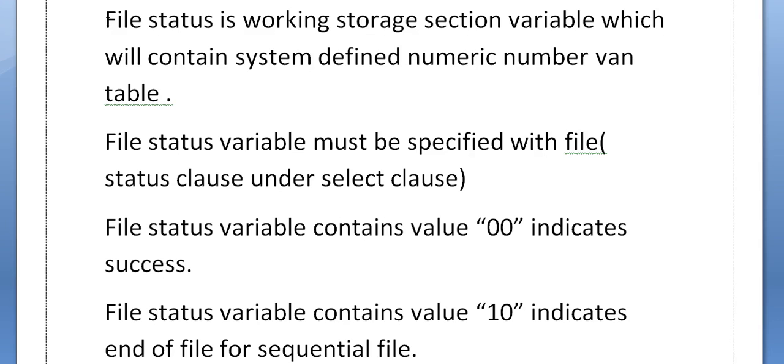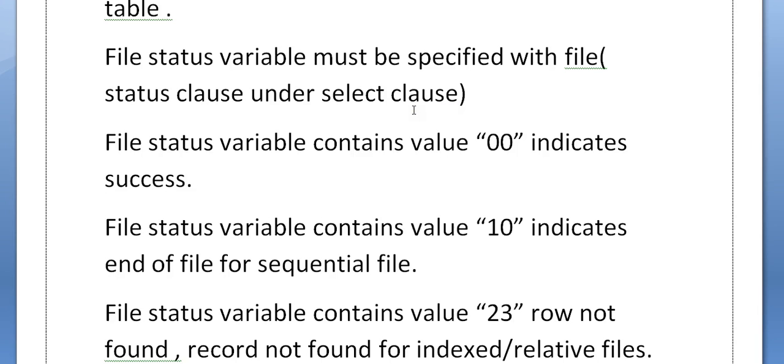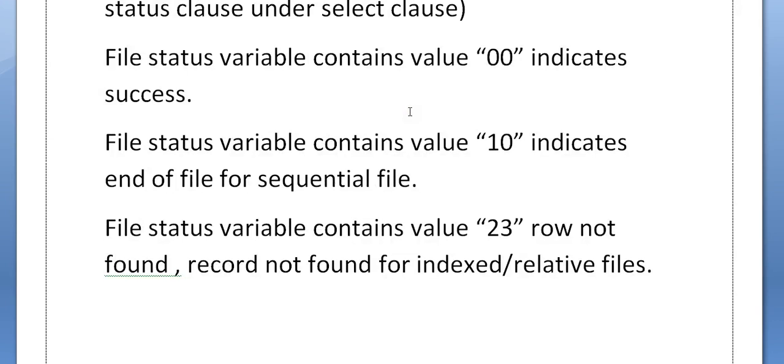File status is a working storage section variable which will contain a system-defined numeric return code. Again, I repeat, file status is a working storage section variable containing a system-defined numeric value. The file status variable must be specified with the FILE STATUS clause under the SELECT clause.